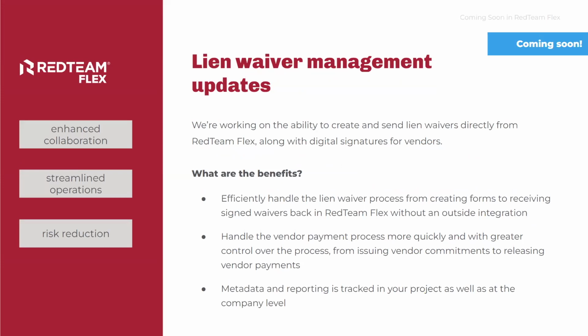We've offered for many years now the ability to track and manage lien waivers created and signed outside of RedTeam Flex, as well as to see whether you've received signed waivers from vendors before issuing payment. We've allowed you to stop a payment from being issued if those waivers are not in hand. But we're working on the ability for your team to create your own waiver templates and forms within RedTeam Flex that you can then send directly to vendors via RedTeam Flex.